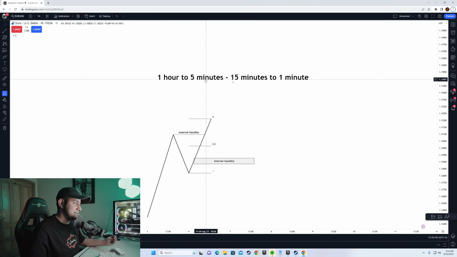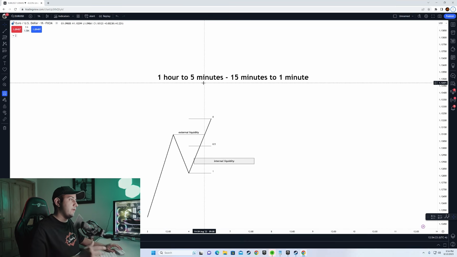Let's quickly summarize the silver bullet. You can trade between 3 to 4 a.m., which is your London session kill zone, and then you have the New York session kill zone, from 10 to 11 a.m. Your entries must be after 3 in the morning or 10 in the morning, and not later than 4 and 11.